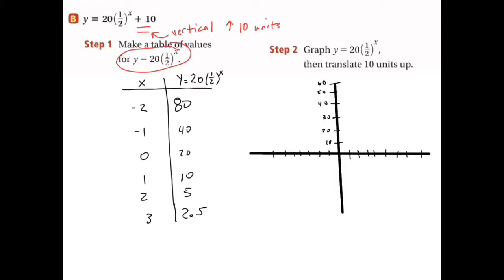Okay, so here we go. For the parent function, negative 2 is at 80, and I'm not going to be able to hit that on here. Negative 1 is at 40, so we can get that, right here. 0 is 20, we'll go here. 1 is 10. Good. 2 is 5, and 3 is 2.5. So our graph of the parent function, we'll do this in orange, is going to look something like this.